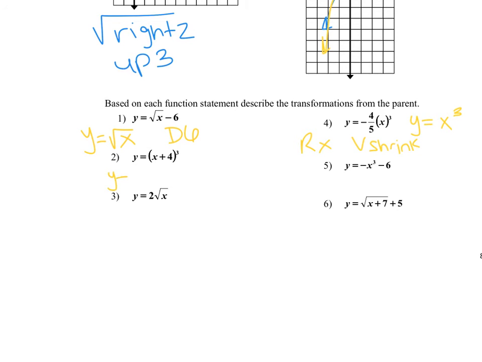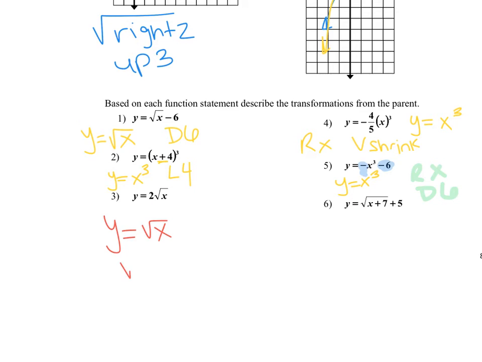The parent function here is y equals x cubed because we see a cubed, and the inside of these parentheses is plus 4, so that means it's moving left 4. Parent function here is also y equals x cubed. I see two things happening here because there's a minus on the outside of that x cubed and a minus 6 directly after it. That minus x cubed is creating that reflection over the x-axis, and the negative 6 is moving that parent function down 6 units. The parent function here is going to be y equals the square root of x.